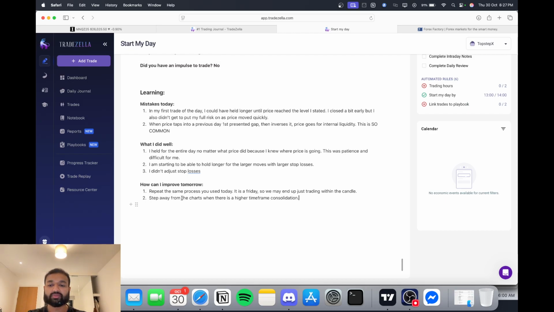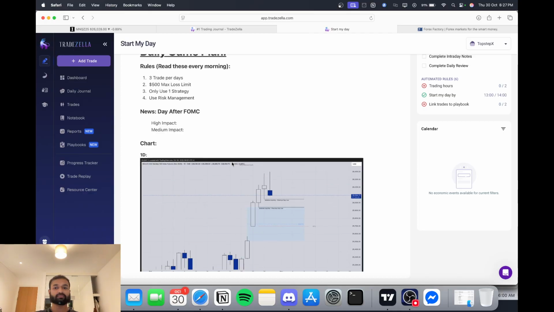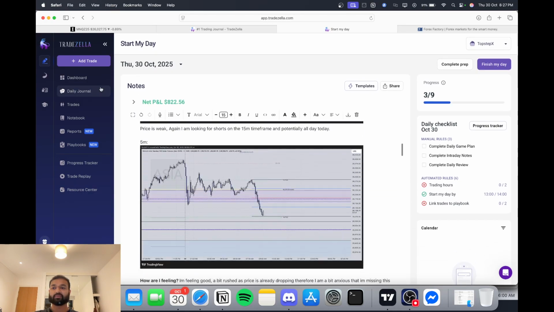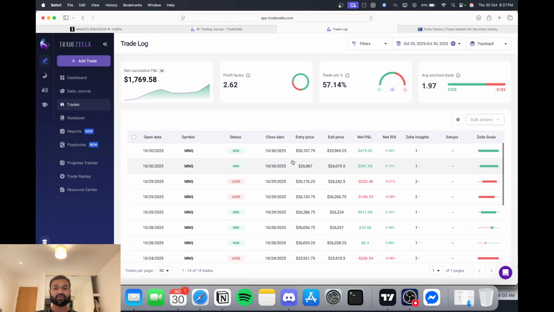So what I want to do tomorrow, repeat the same process you used today, like how I anticipated the price to go lower, and step away from the charts when there is a higher time frame consolidation. So yeah, that was my game plan. Those were my trades I took. I'm just going to document them. I haven't yet, but I will.